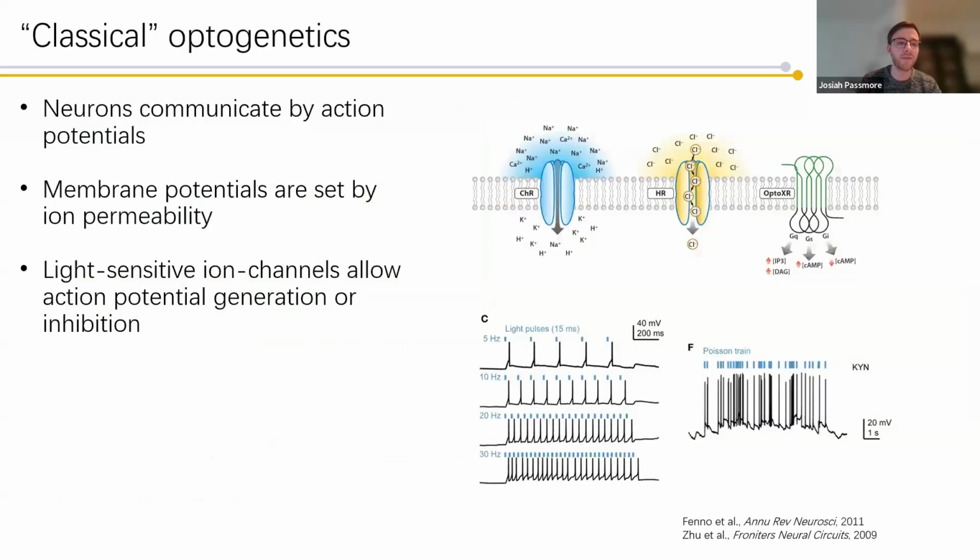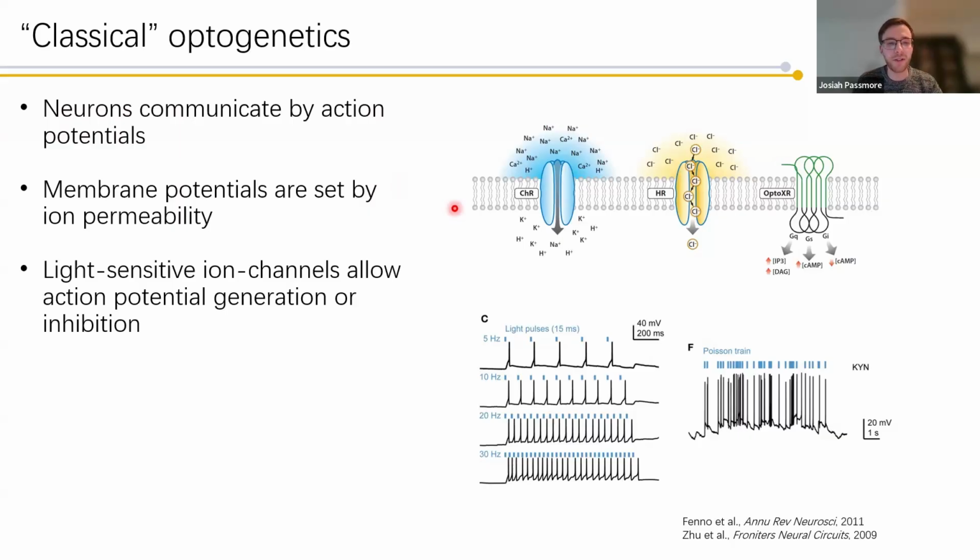And the field of optogenetics kind of started with neuronal biology or neurons. And in classical optogenetics, what you do is you make use of the fact that neurons communicate by action potentials, and that these potentials are set by the permeability of the membrane to ions. So if you introduce light-sensitive ion channels, then you're able to generate or inhibit action potentials to then be able to excite or dampen the communication between neurons.